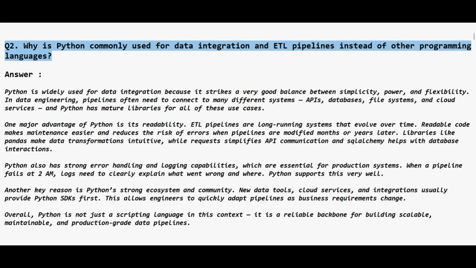Another key reason is Python's strong ecosystem and community. New data tools, cloud services, and integrations usually provide Python SDKs first. This allows engineers to quickly adapt pipelines as business requirements change. Overall, Python is not just a scripting language in this context. It is a reliable backbone for building scalable, maintainable, and production-grade data pipelines.